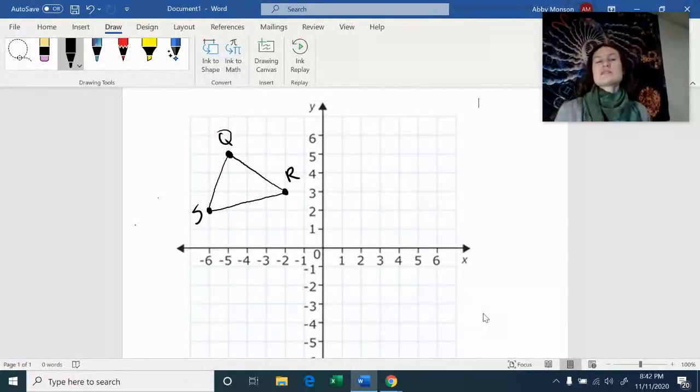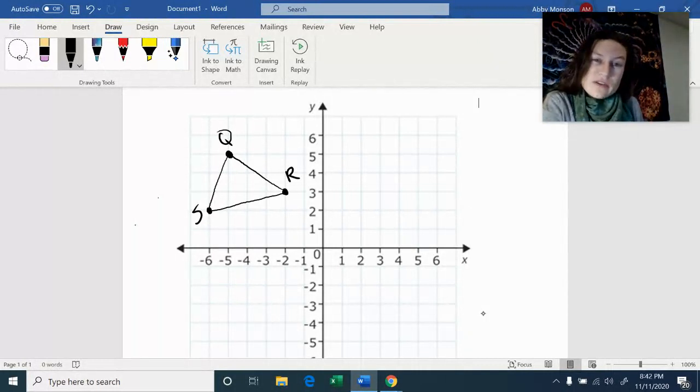A translation just means that we are going to take a shape. It could be a triangle, it could be a square, it could be a pentagon, any sort of polygon with vertices, and we're going to move it around the coordinate plane. It's either going to go left or right or up or down. Those are the only ways we're moving. This is called a rigid motion.